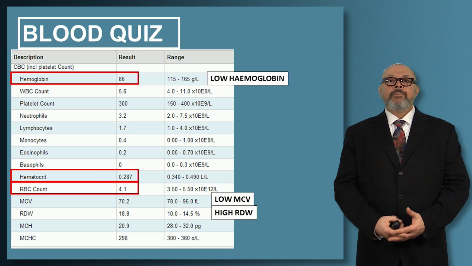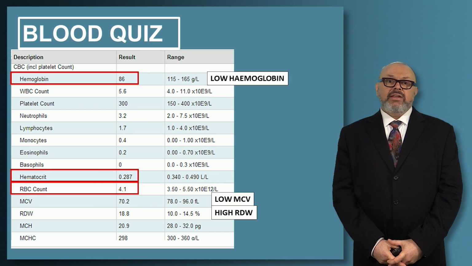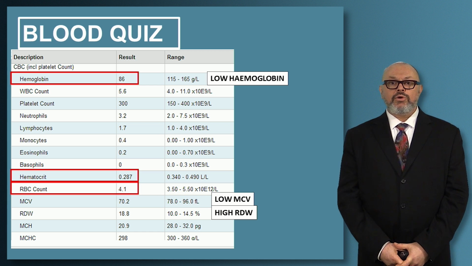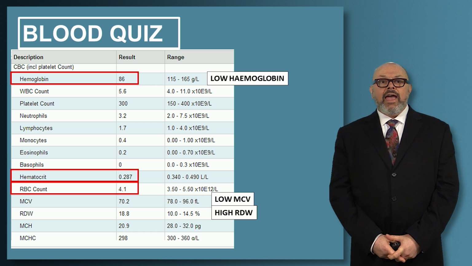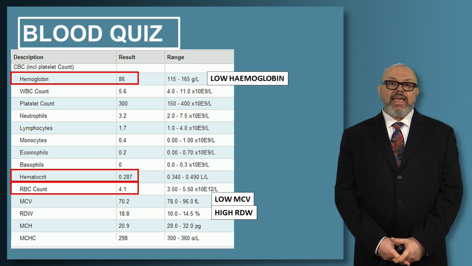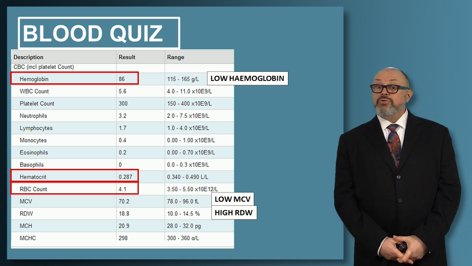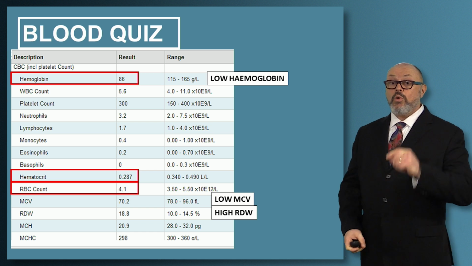So, what do we see? She has a low hemoglobin, 86. Her MCV is low, 70.2, and her RDW is high, 18.8. It does occur to me that these red boxes have been moved and are not on the right things anymore, but you know what I mean.